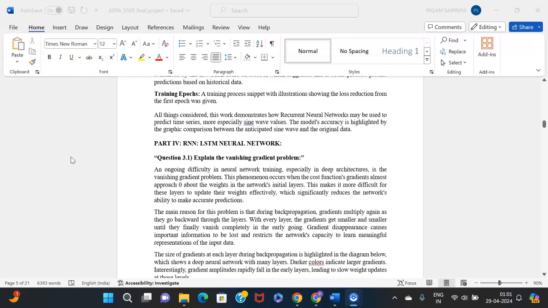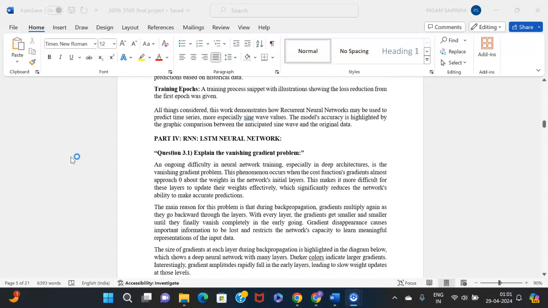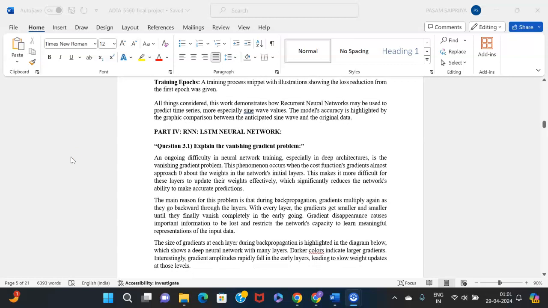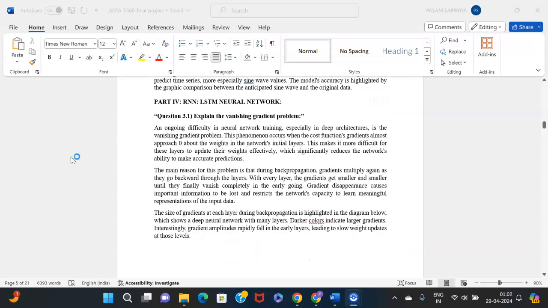Training epochs: a training process snippet with illustrations showing the loss reduction from the first epoch was given. All things considered, this work demonstrates how RNN may be used to predict time series, especially sine wave values. The model's accuracy is highlighted by the graphic comparison between the predicted sine wave and the original data. RNN, Part 4.